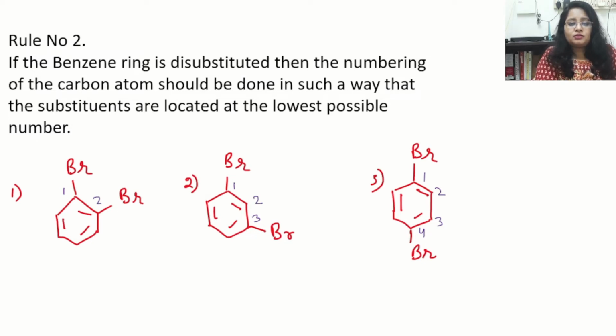Now, how do we write the name? We will write it while numbering. First we will write the prefix bromo and then we write the benzene, and we will need to mention the positions of the substituents. So in the first example it is 1,2 dibromobenzene.